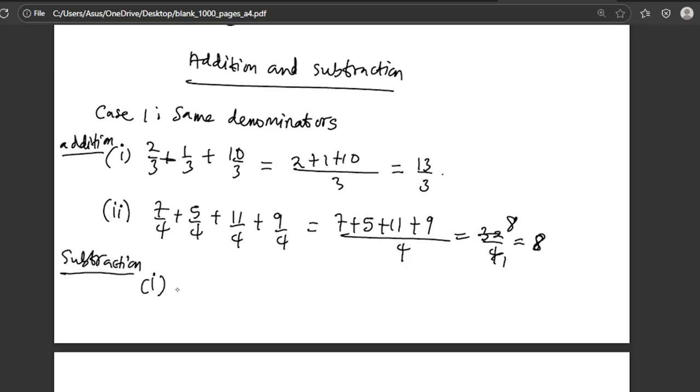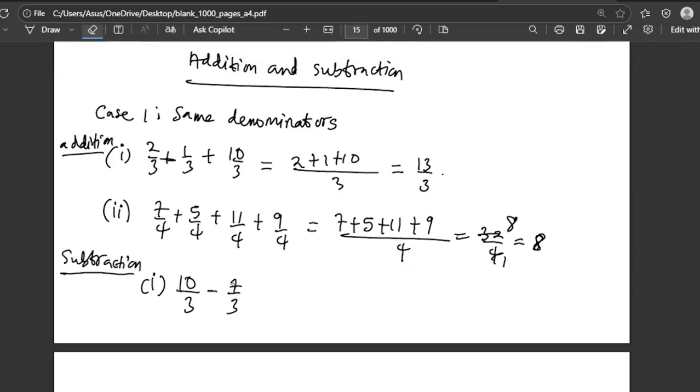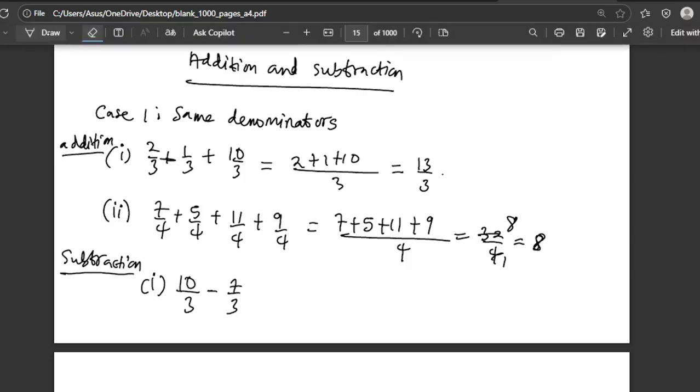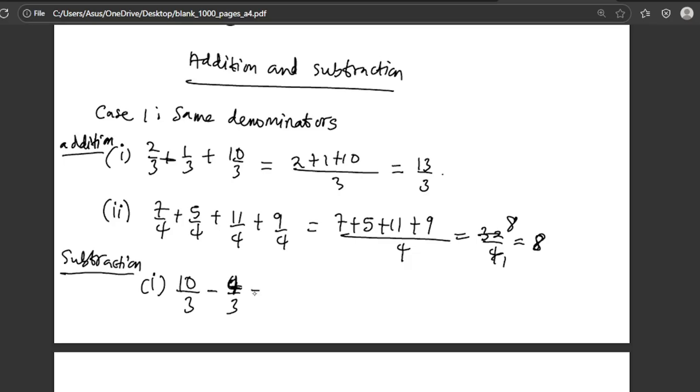Now let's have 10 over 3 minus 4 over 3. Since we have the same denominator, we simply solve 10 minus 4 and then keep the common denominator of 3. What's 10 minus 4? That's 6. We can simplify further: 6 over 3 is 2.